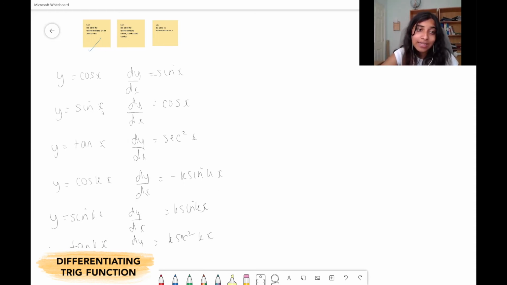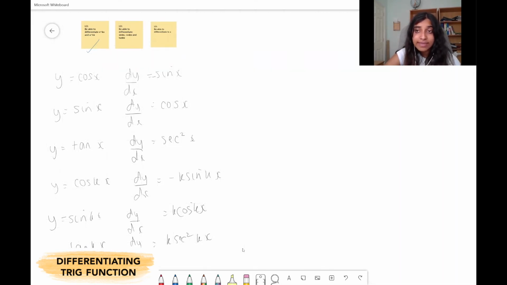Then if you have y equals sine x, your dy over dx is just cos x. And then similarly, if you have y equals sine kx, you just bring your k out, so dy over dx is just equal to k cos kx. Then if you have y equals tan x, then your dy over dx is just sec squared x. Similarly, if you have y equals tan kx, your dy over dx is just k sec squared kx.